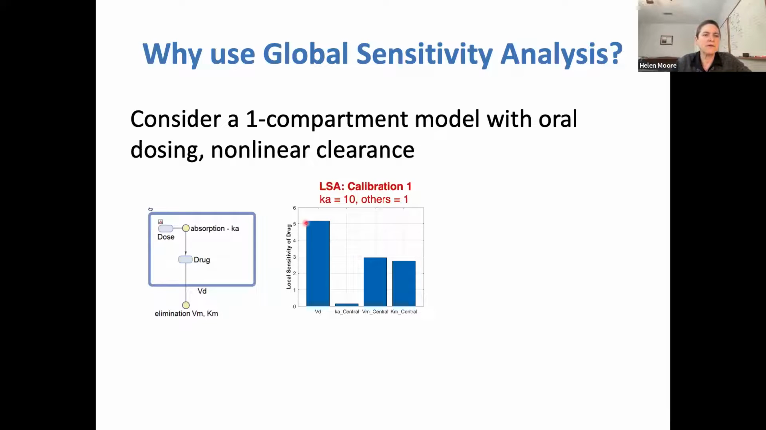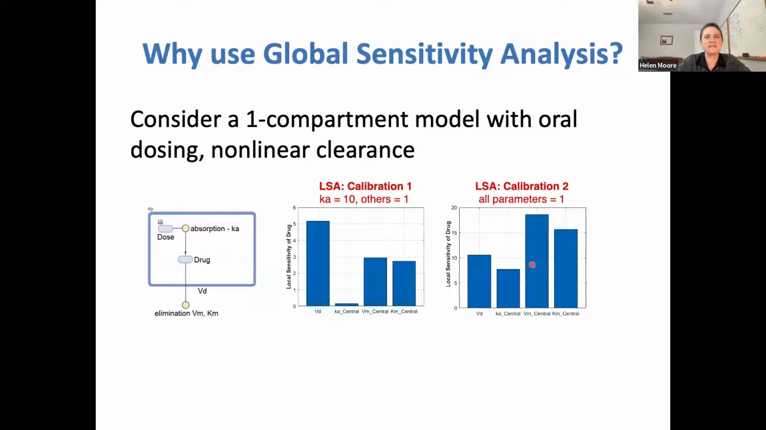And so we get one type of result about the influence of the different parameters, and higher is more influential. So here we are saying that this parameter VD in the model is the most influential, and then these others here are not as influential. KA is the least influential. We do a different local sensitivity analysis, and we find out that a different parameter is determined to be the most influential. And so the rank order of these influential parameters is very, very different. So the question is, which one do we think is right?